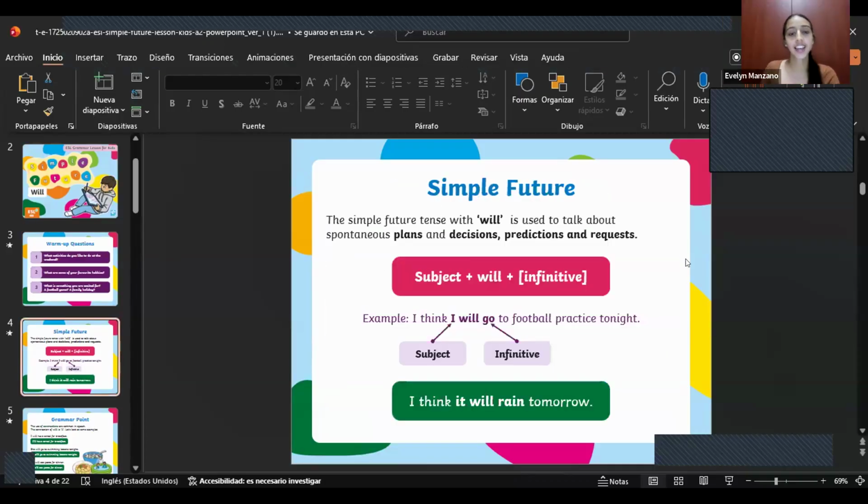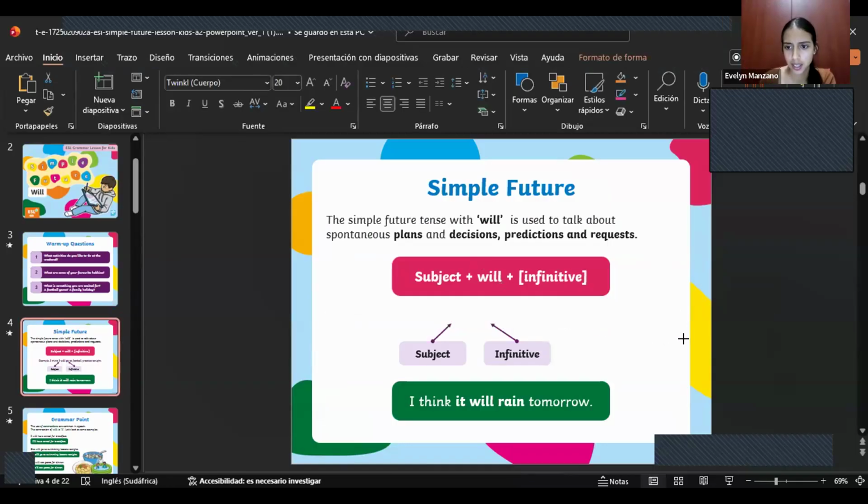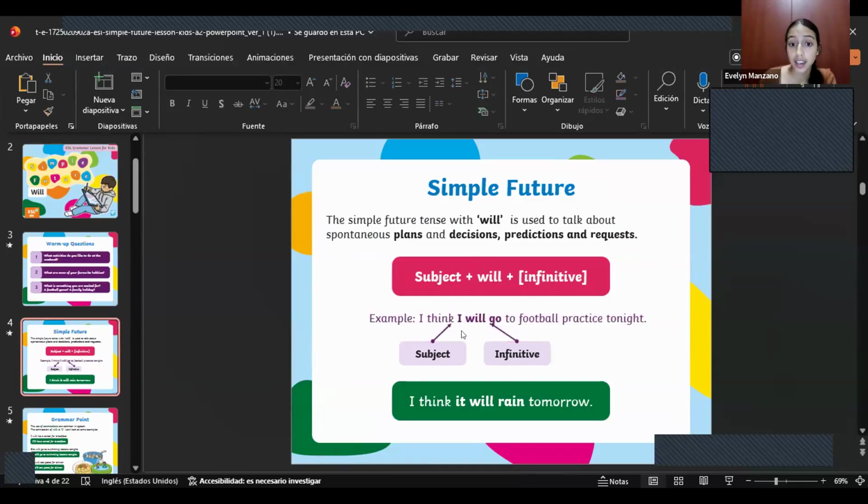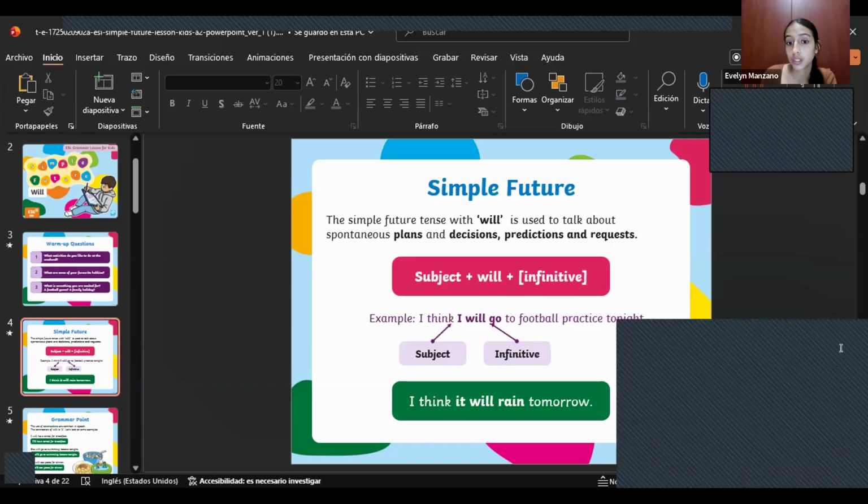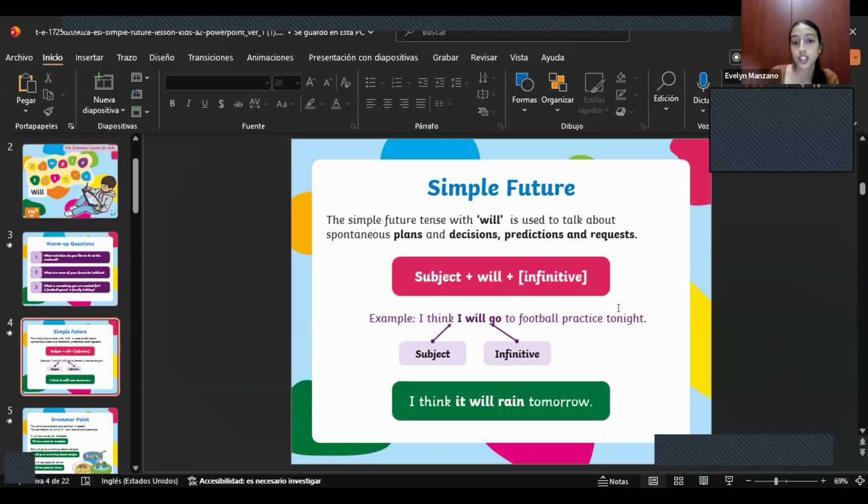Sounds good. Well, now the simple future tense with will is used to talk about spontaneous plans and decisions, predictions, and requests. We use subject, will, and infinitive. Example with this is: I think I will go to football practice tonight. So the subject is I and will go is will with the verb in infinitive.